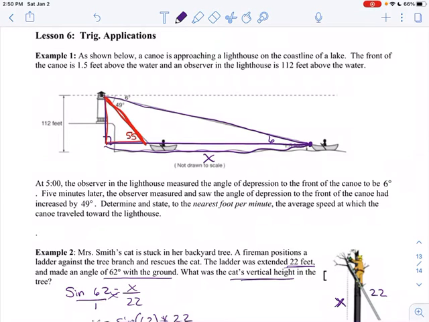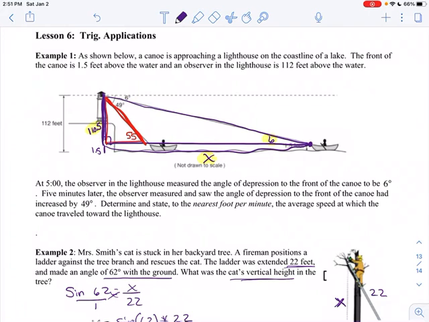So what do I know? That this is 112. Oh, actually, I don't want 112. 112 is all the way down to the bottom right here. I want this height right here. So I have to do 112 minus 1.5, which is 110.5. So this is going to be 110.5. Because remember, this was 1.5. That height of 112 is going all the way to the water, but I'm measuring to the top of the canoe. So the numbers I'm going to use are the 6, the X, and the 110.5.